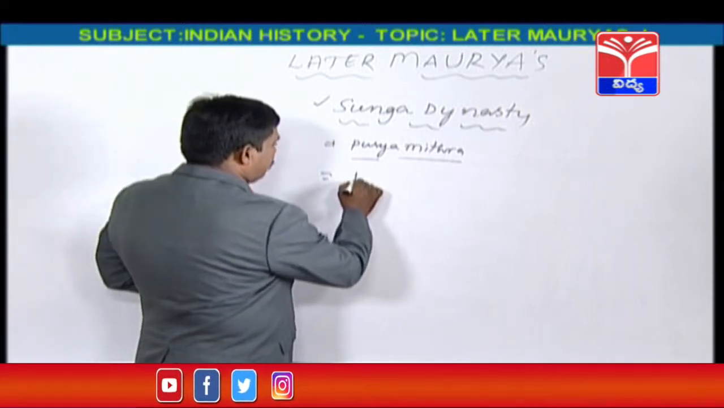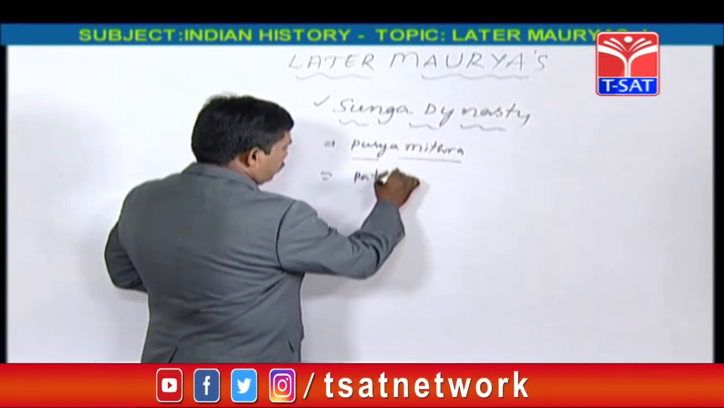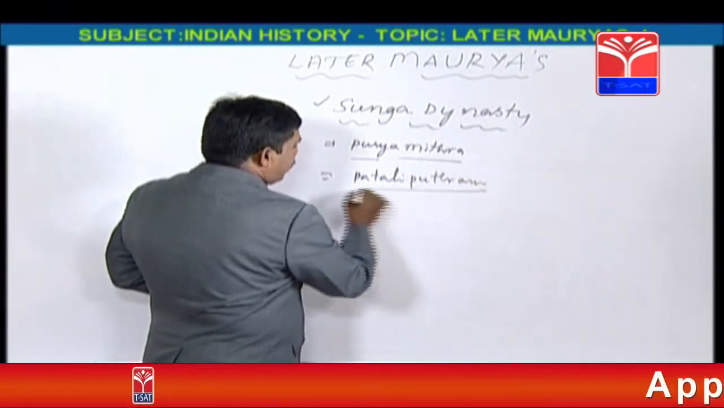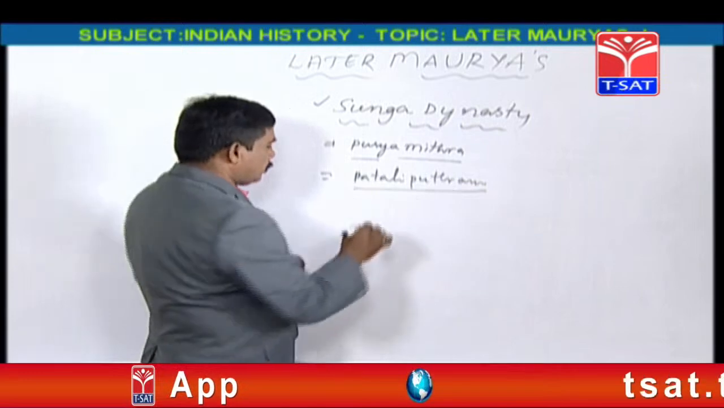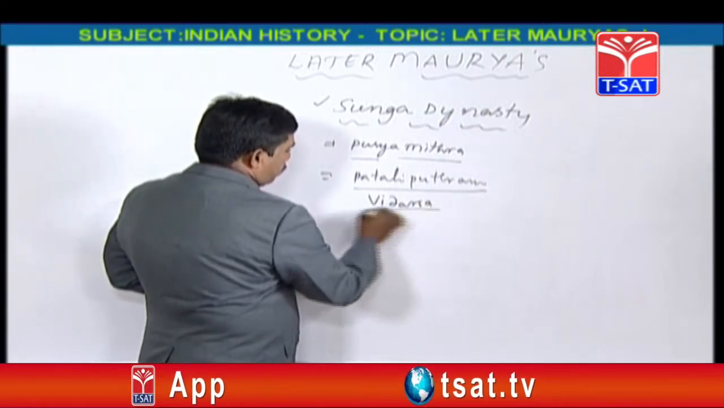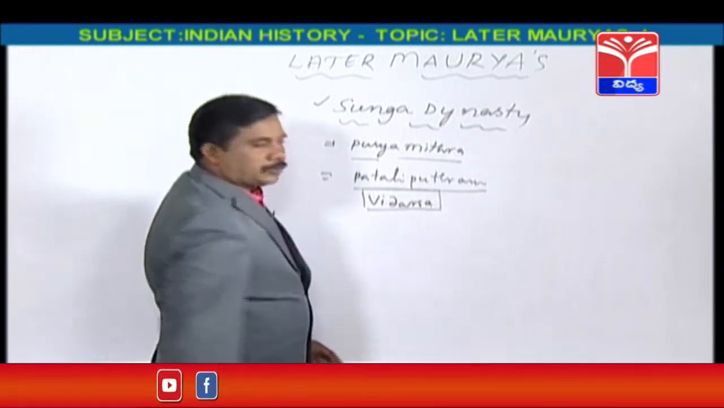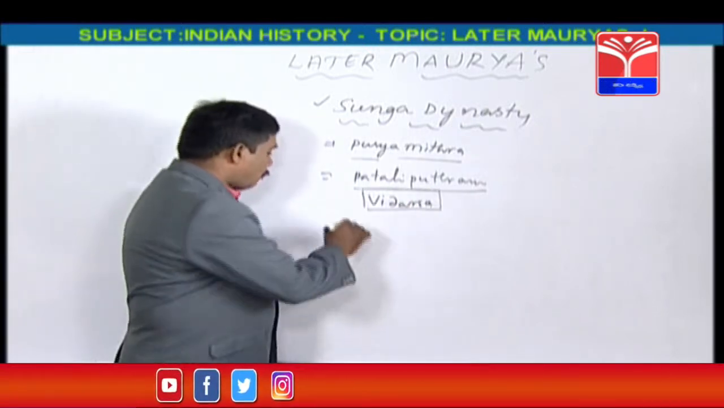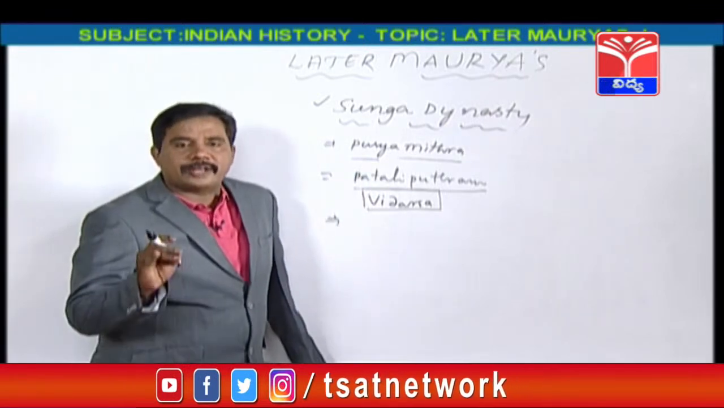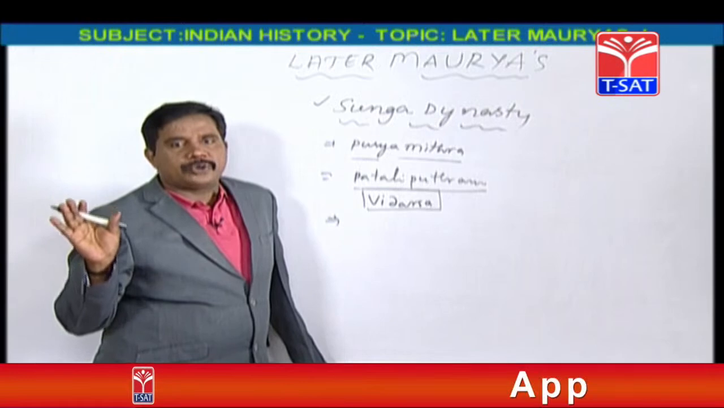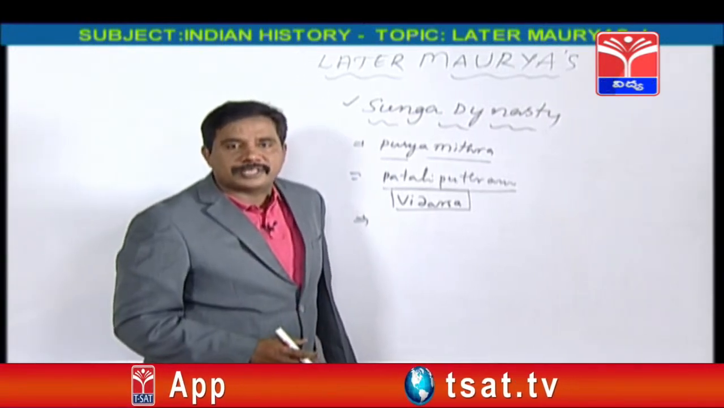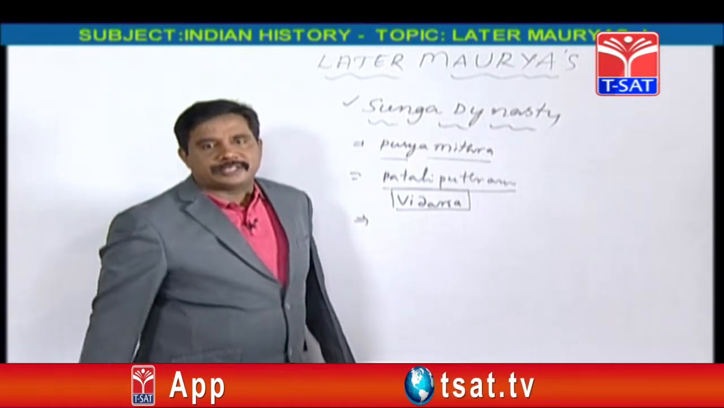His capital was Pataliputram. Later, the capital was shifted to Vidisha. So what are the sources of this Shunga dynasty? It is a purely native, local dynasty. What are the sources of this Shunga dynasty?